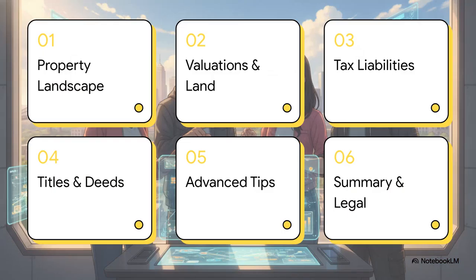So here's our roadmap for today. We'll be covering 1. The property record landscape. 2. Valuations and land characterization. 3. Tracking tax liabilities. 4. Titles, deeds, and liens. 5. Advanced tips and mistakes. And finally, 6. A summary and legal disclaimer.